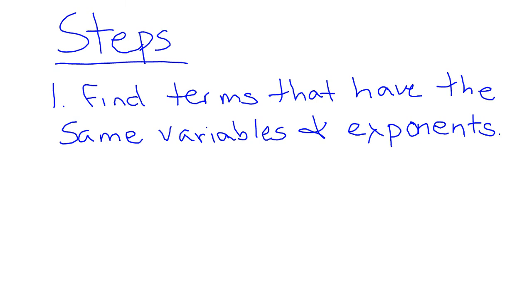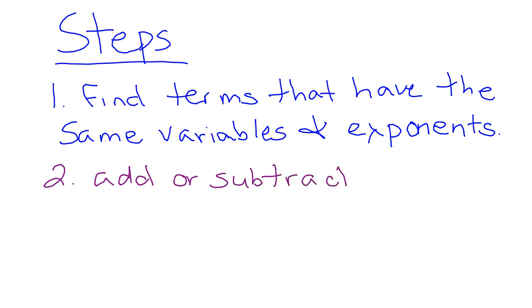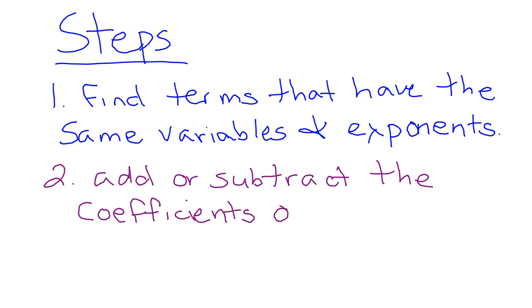The second thing you're going to do is add or subtract the coefficients of the like terms, which ultimately is simplifying.